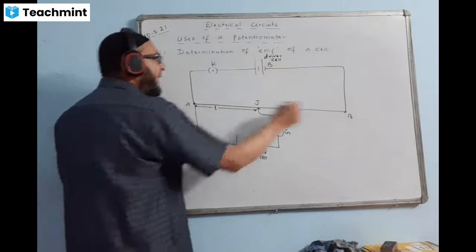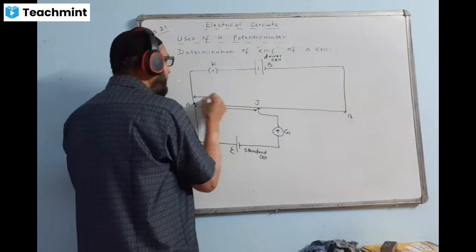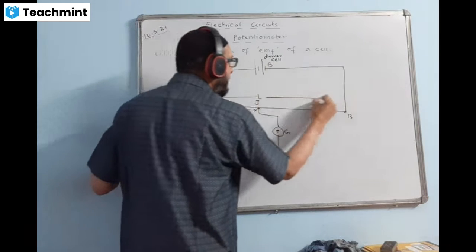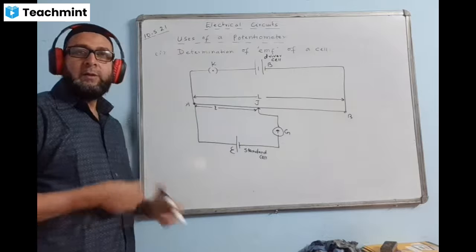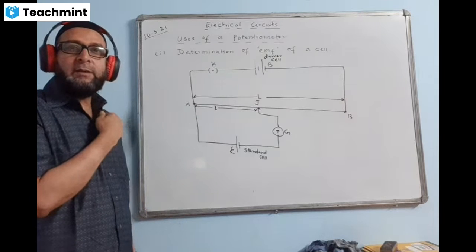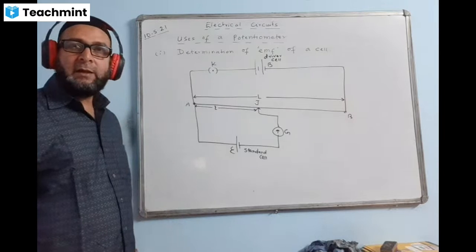Let us take the length of the entire wire AB. Length of this wire be capital L. The capital L value can be anything. It can be 1 meter, 2 meter, 3, 10 meter, any length it can have.